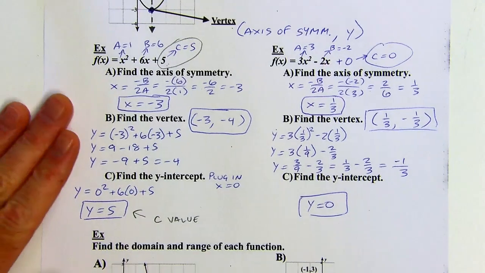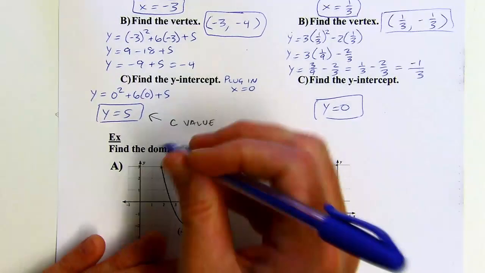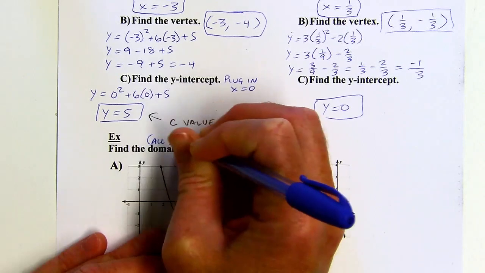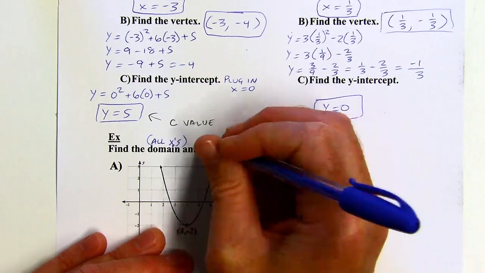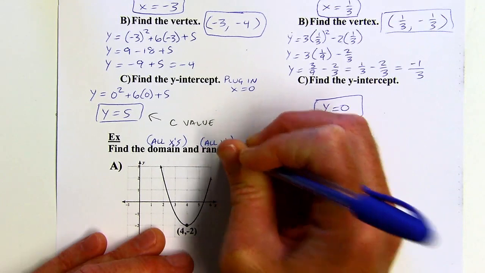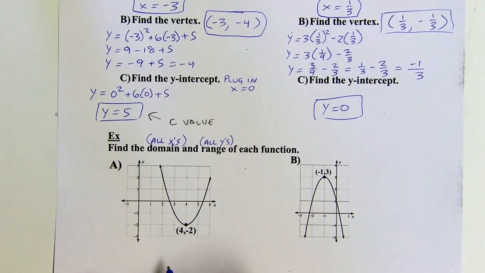Okay, and then let's talk about domain and range of these functions. So the domain is all possible x's, and the range is going to be all possible y's. Okay, so the key to the domain and range is the vertex.